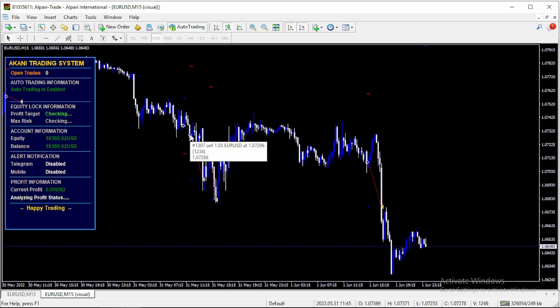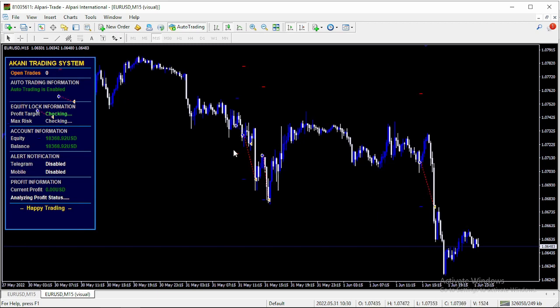And again, you can see that the EVE strategy took a sell trade here, and the EVE strategy took another sell trade here, and another sell trade here. So you can see how this works.